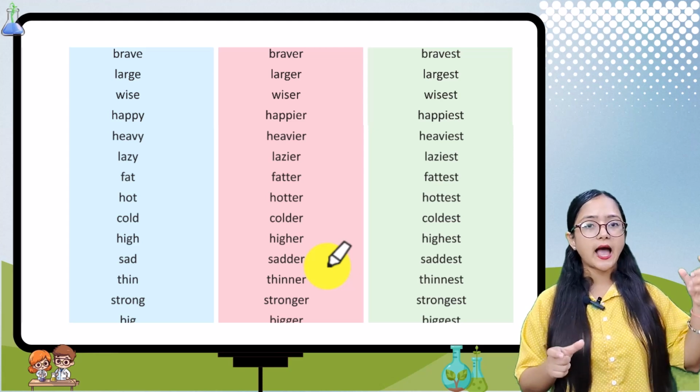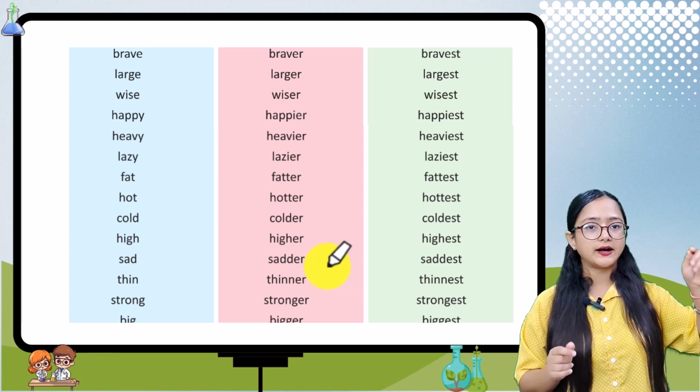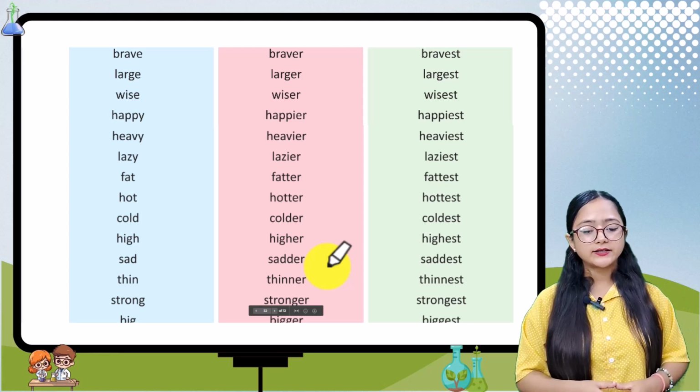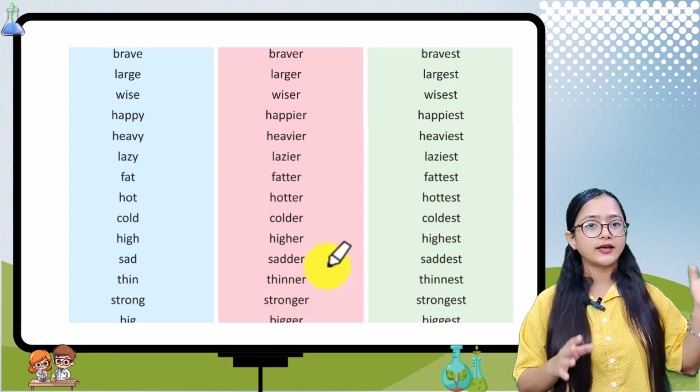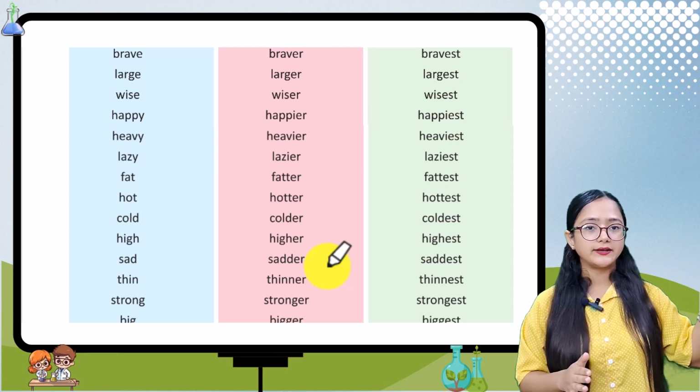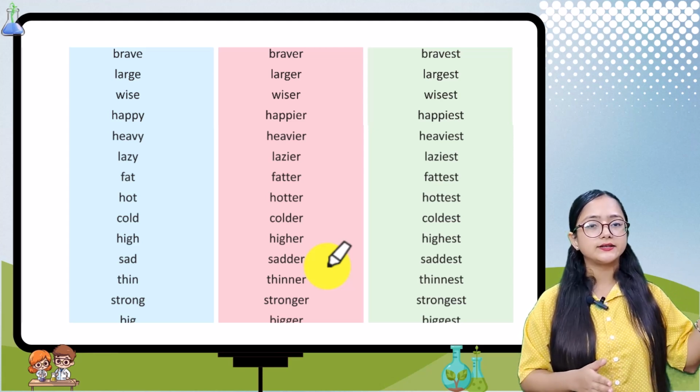Next one, happy, happier, happiest. In happy, you have to remove y and add ier for the comparative and iest for the superlative. Next one, heavy, heavier, heaviest. For heavy also, you have to remove y and add ier, and for the superlative iest. Next one, lazy, lazier, laziest.